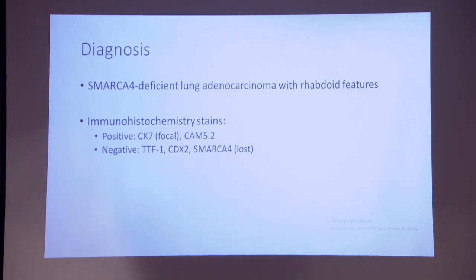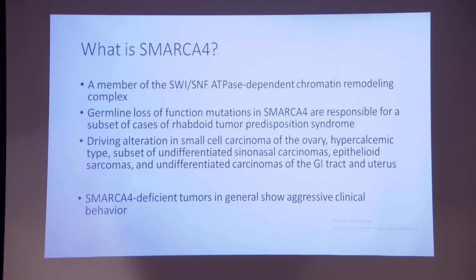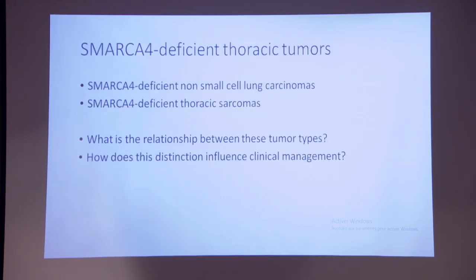So why do I bring this case up? I mentioned what SMARCA4 is. It's a member of the SWI/SNF ATPase-dependent chromatin remodeling complex. We know that germline loss of function mutations can be seen in a subset of cases of rhabdoid tumor predisposition syndrome in children. We also know that it's a driving alteration in a subset of unusual tumors throughout the body. And that in general, these SMARCA4 deficient tumors show aggressive clinical behavior irrespective of where they are identified within the body. What about in the thorax?